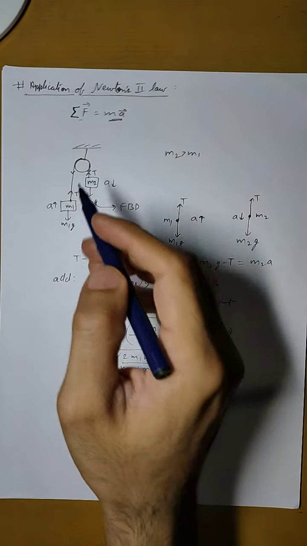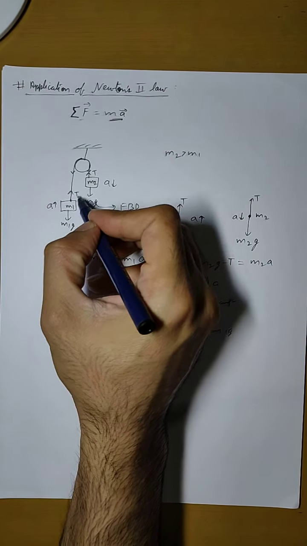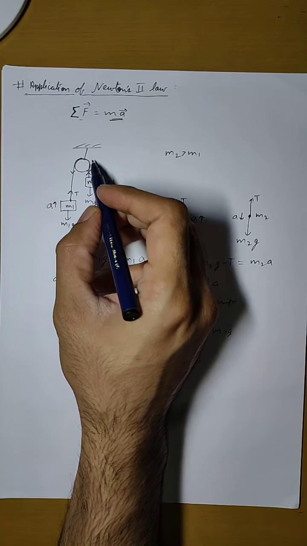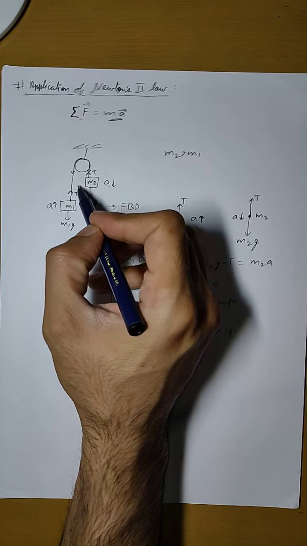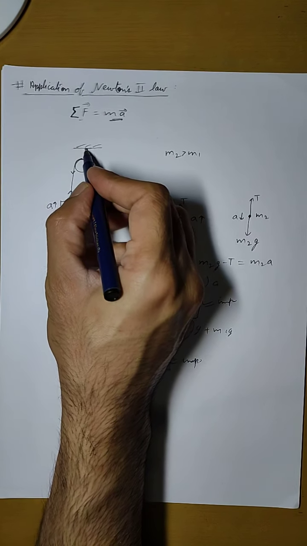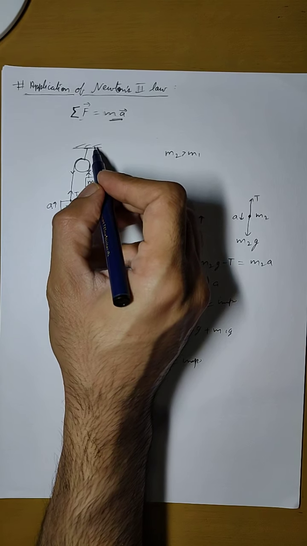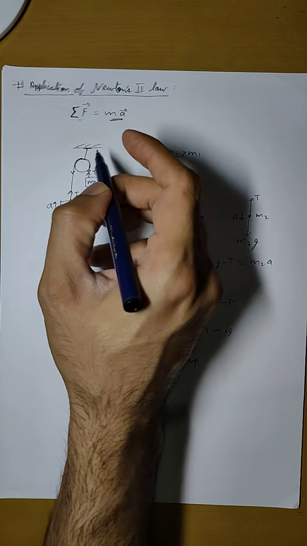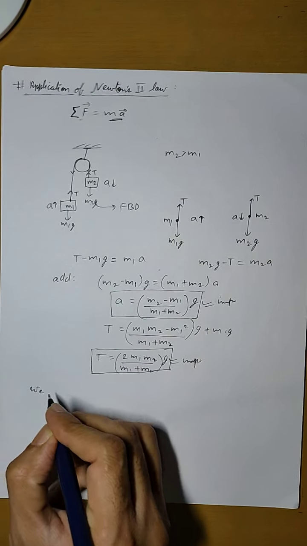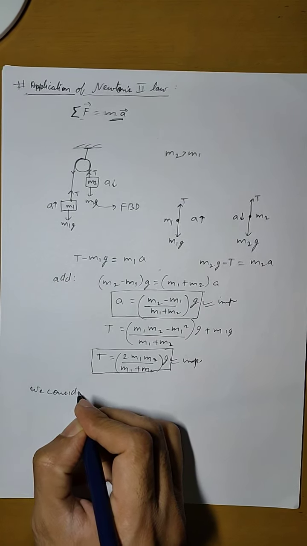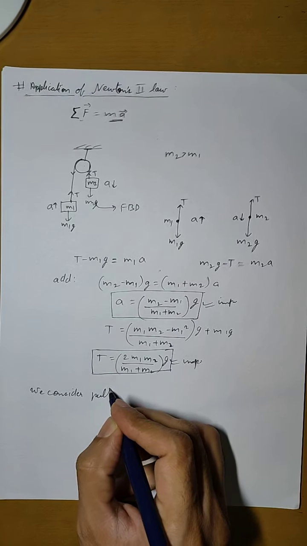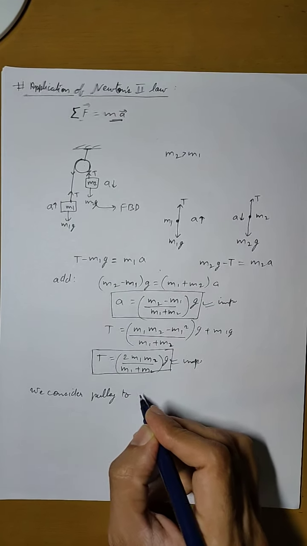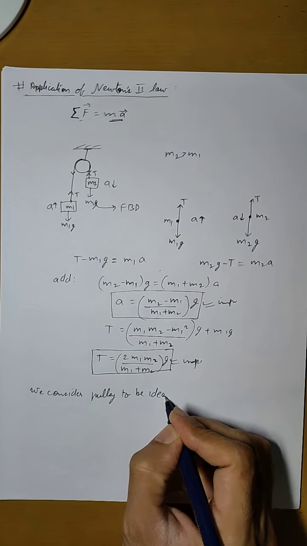Now another important thing is that because the masses m1 and m2 are hanging from the pulley, that means this entire system of pulley and masses is going to put some force on the ceiling also. So for this we consider the pulley to be an ideal pulley.